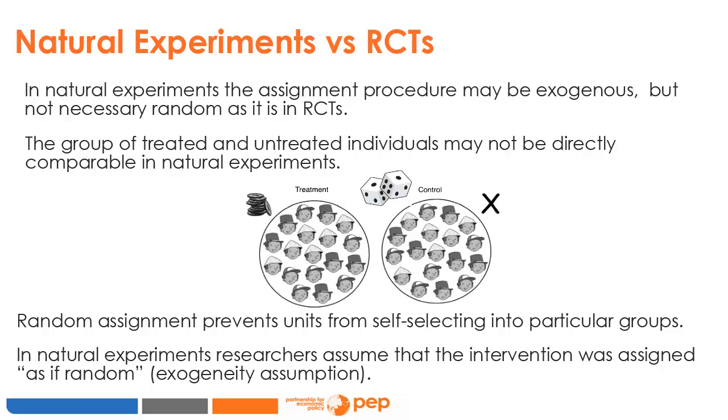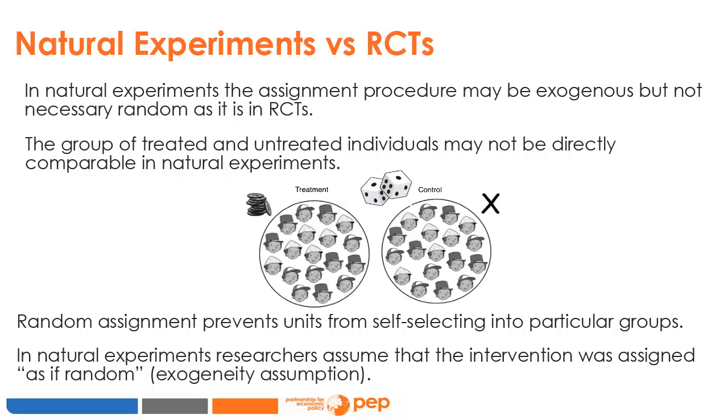In natural experiments, the mechanism that assigns units to treatment and control groups is not necessarily random. Rather, an event occurs in the world that happens to affect some subjects, but not others, and the researcher assumes that the naturally occurring intervention was assigned as if random. I usually refer to this as the as-if randomness assumption, or the exogeneity assumption. In most studies, researchers go to great lengths to argue that the exogeneity assumption is satisfied.